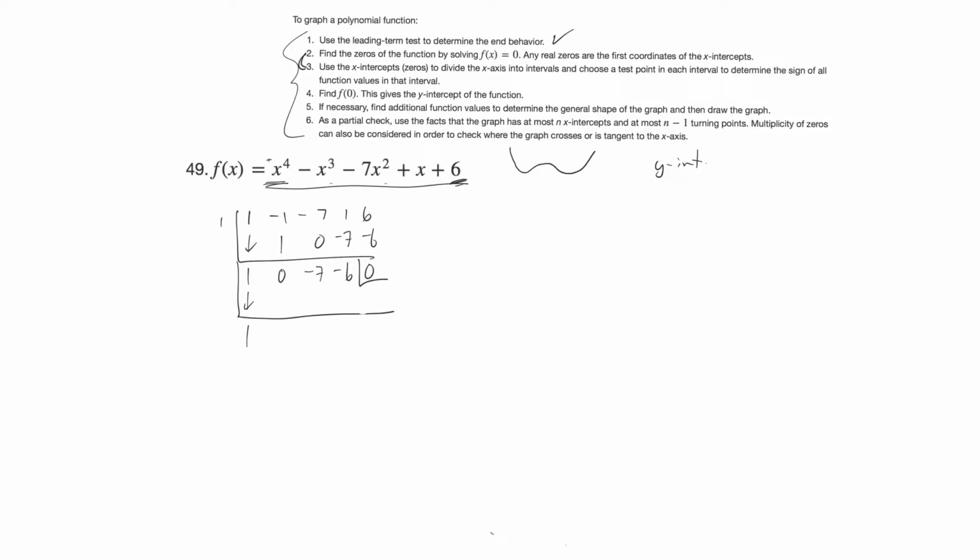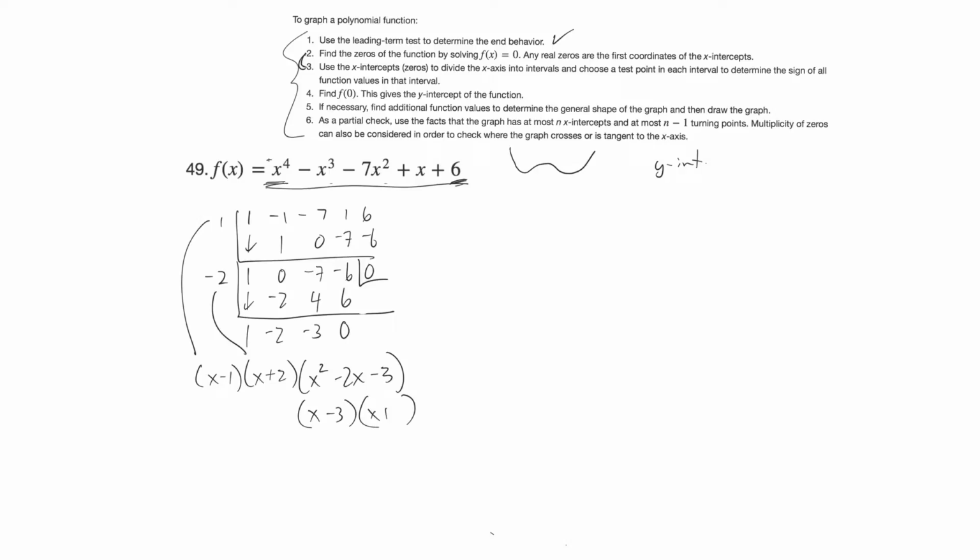Instead of 2, let's try maybe minus 2. Add, that's minus 2. That'd be a positive 4. Is that right? That'd be a negative 3. Positive 6, 0. Yes. Okay, so far for factoring, I have x minus 1, x plus 2, right? Those come from there. And then I have x squared minus 2x minus 3. To factor just that piece, I think it would be an x minus 3 and an x plus 1. So all the factors I have are those.